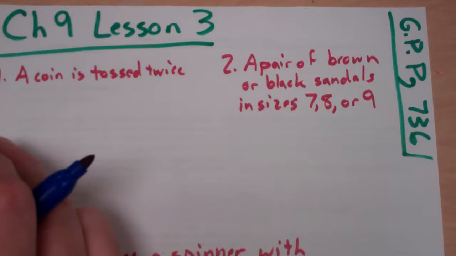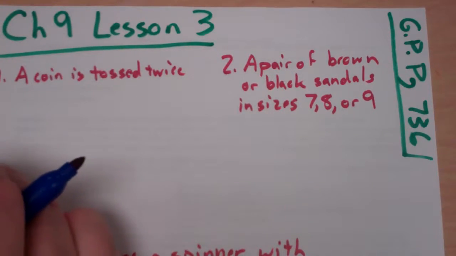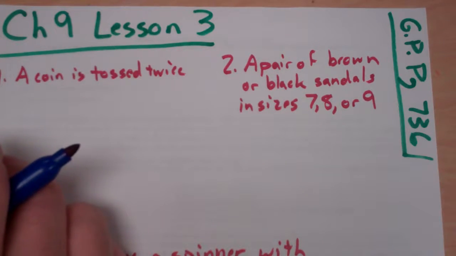All right, this is Chapter 9, Lesson 3. I'll be doing the guided practice off page 736. Today we're talking about compound events.